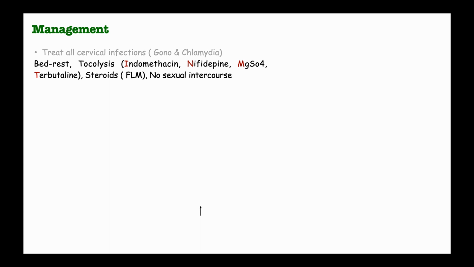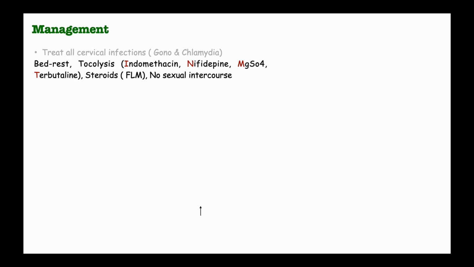So how do we manage patients with cervical insufficiency or cervical incompetence? Ideally, we must make sure that we treat all cervical infections, including gonorrhea and chlamydia. Also, other measures that we need to consider may include ensuring bed rest, as well as the use of some tocolytics. Tocolytics are going to help us to prevent the uterus from contracting. And so common tocolytics that we use include indomethacin, nifedipine, magnesium sulfate, and terbutaline.